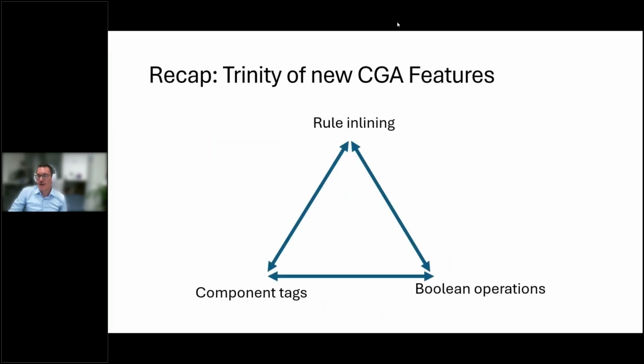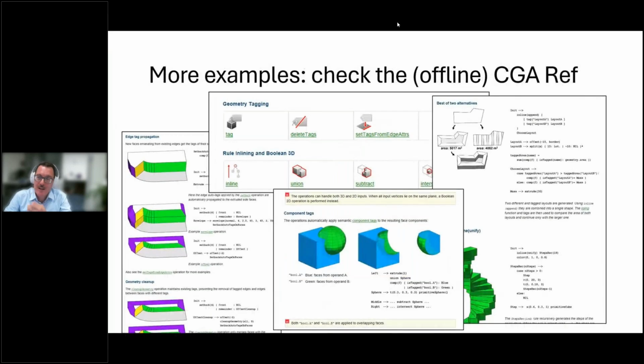So overall, we have a trinity of new CGA features. They all work together. Each of them is powerful, but the true power is the combination of all of them: rule inlining, component tags, Boolean operations. There are actually many more examples in the CGA reference, and there are way more things possible than I showed you now. This was just a basic glimpse.